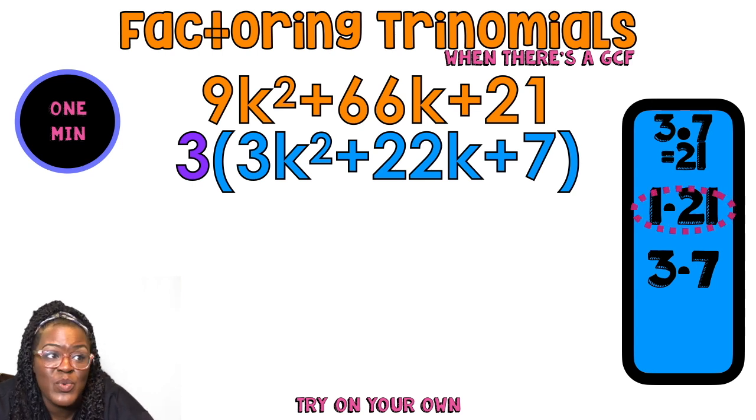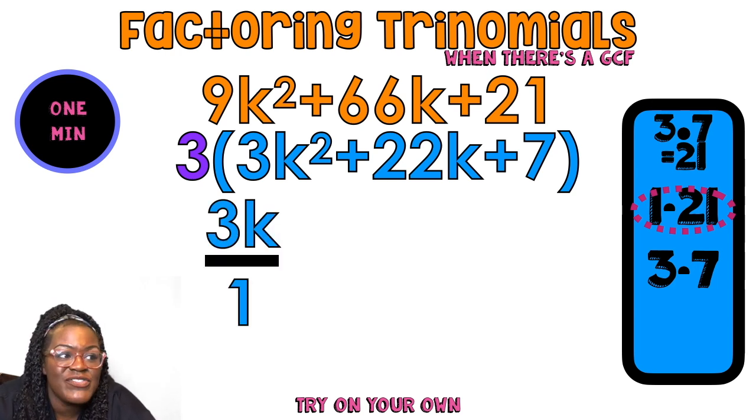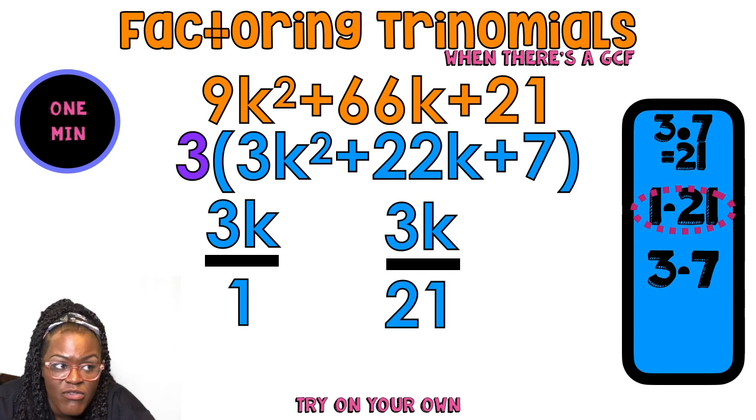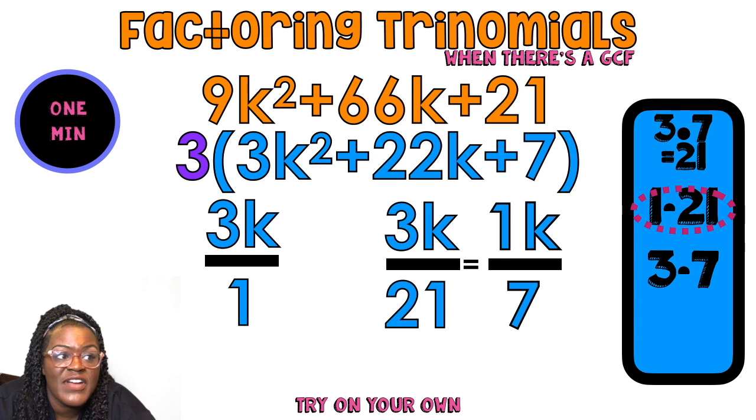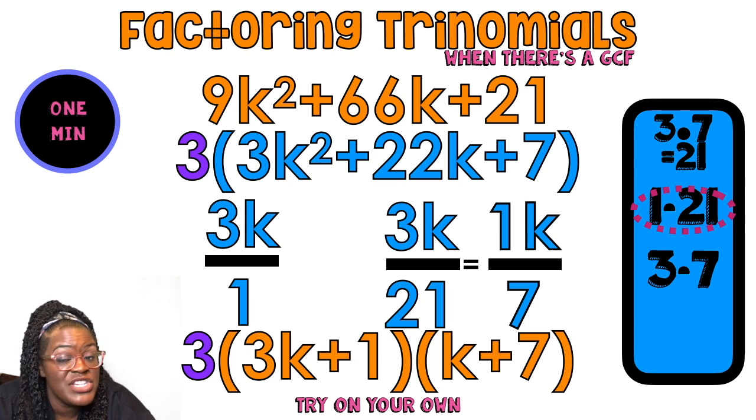But I can't just say x plus 1 and x plus 21. Remember, this is the longer way. I have to do 3k over 1 and 3k over 21 and simplify my fractions. When I simplify, 3 over 21 simplifies to 1 over 7. So my answer is that purple 3 on the outside. That was my GCF. Don't forget that. Common mistake. And then 3k plus 1 and k plus 7.